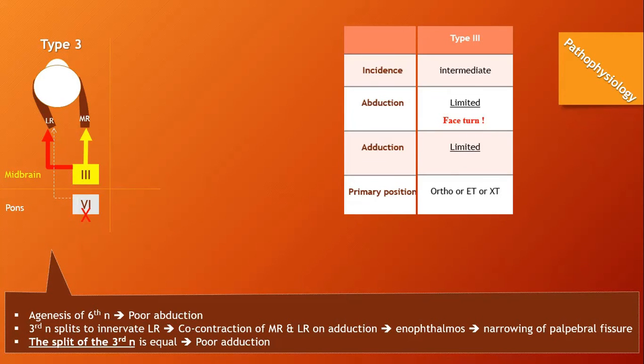So in type 1, the split in the third nerve is unequal. The majority goes to the medial rectus, and that's why the adduction is normal. But in type 3, the split is equal, and this compromises the function of the medial rectus and makes the adduction limited. But still, the abduction is limited because there is no sixth nerve supply to the lateral rectus.